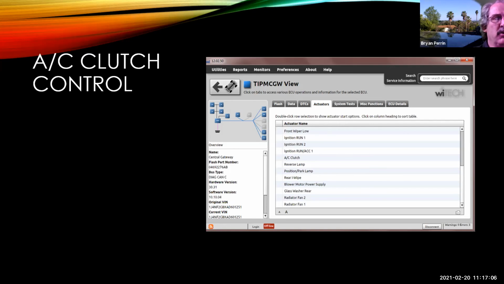So the controls, if you don't find the controls in the module you're working on, don't assume that your scan tool is a piece of junk. Or that's what I did.